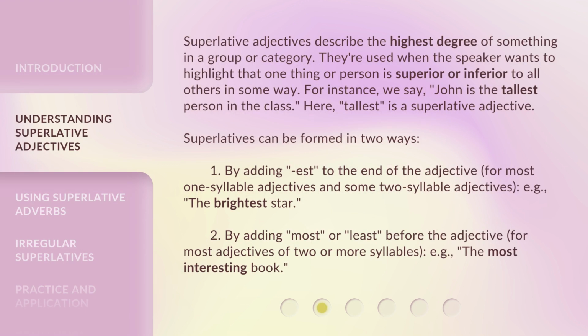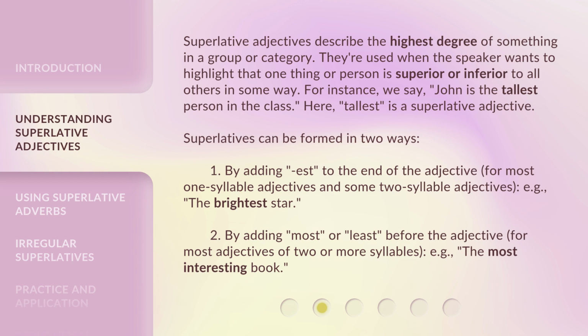Superlative adjectives describe the highest degree of something in a group or category. They're used when the speaker wants to highlight that one thing or person is superior or inferior to all others in some way. For instance, we say, John is the tallest person in the class. Here, tallest is a superlative adjective.